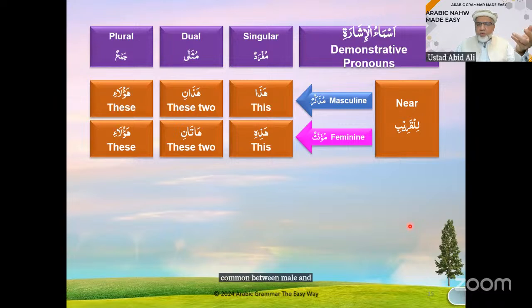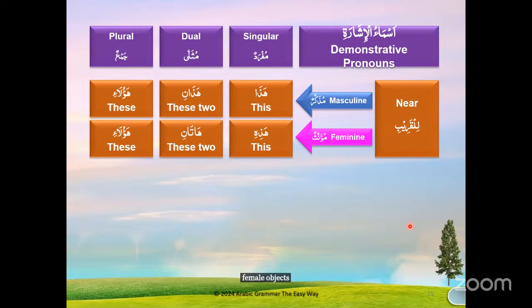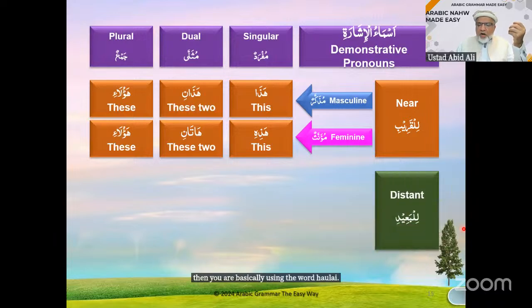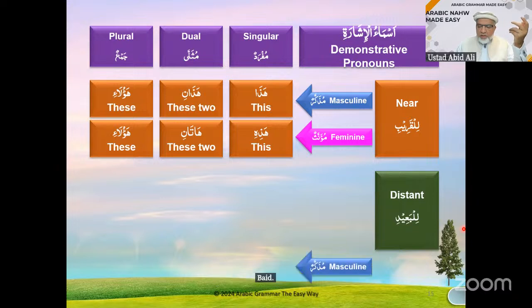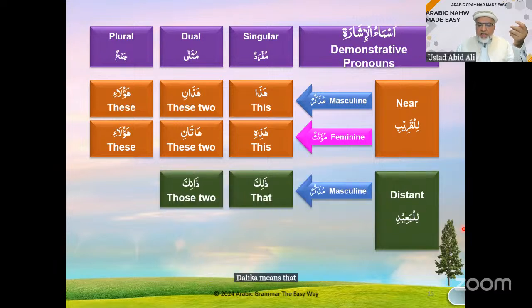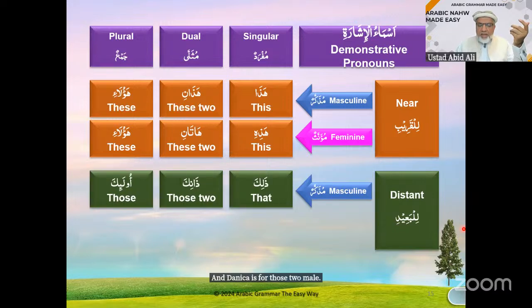When you want to point out to female objects and you want to use a demonstrative pronoun, then you are basically using the word haulai. For the far one, you have lil ba'id. Lil ba'id means distant. And for mudhakkar, we have dhalika. Dhalika means that. And dhanika is for those two male. And ulaika is for those more than two.